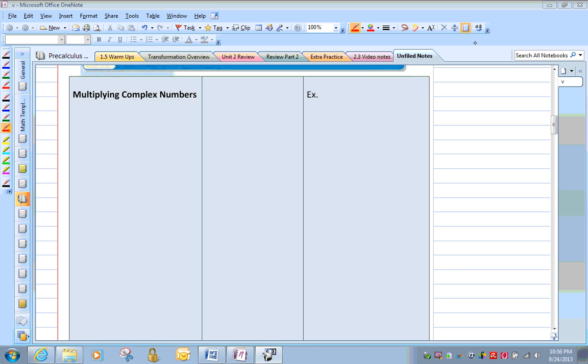Let's keep going. Now we're going to be multiplying complex numbers. Let's start with something pretty easy. We have 4 times negative 2 plus 3i. Let's just distribute, and then let's clean up our form. So we would have 4 times negative 2, which would be negative 8. And 4 times 3i would be a positive 12i.